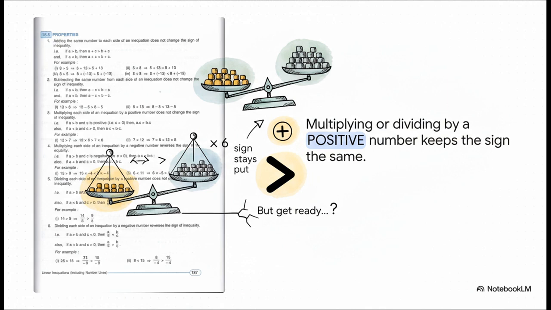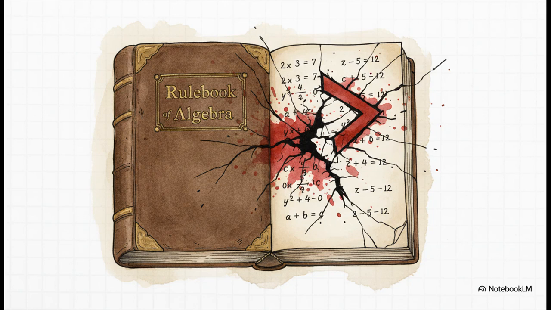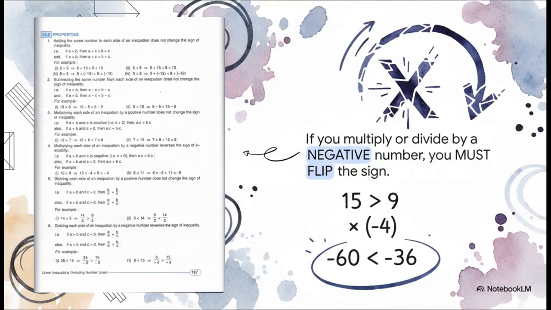But you're going to want to pay close attention to this next part. Because this next rule, this is the one. This is the one you absolutely, positively cannot forget. It's where inequations really show their unique personality. Seriously, this changes the whole game. Okay, here it is, the big one. If you multiply or divide both sides of an inequality by a negative number, you have to flip the inequality sign. It's not optional. Look here, 15 is greater than 9, but when you multiply by -4, suddenly -60 is less than -36.